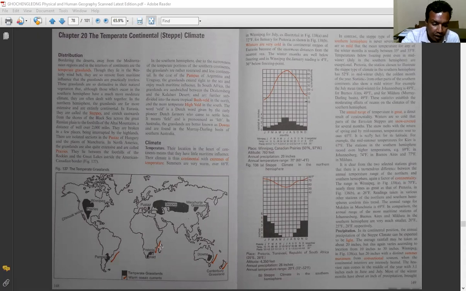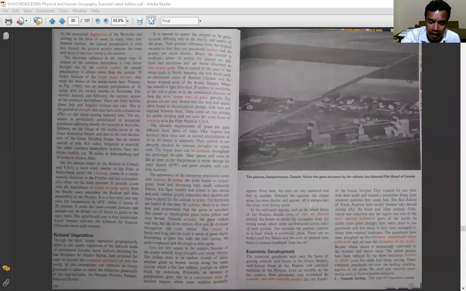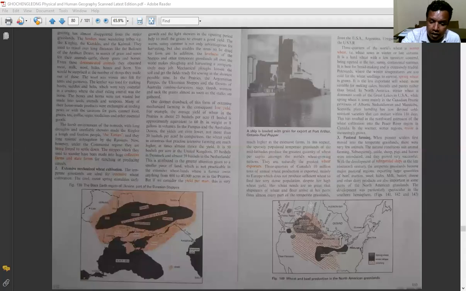और यहाँ के जो शिप्स होते हैं एडवांस शिप रेयरिंग की जाती है, और उसका जो प्रोडक्शन है दैट इज एक्सपोर्टेड टू अदर पार्ट्स ऑफ द वर्ल्ड. So in veld and downs there is sheep rearing, and in New Zealand also advanced sheep rearing is practiced in these types of grasslands. So this is the economic development in the steppe type of climate.